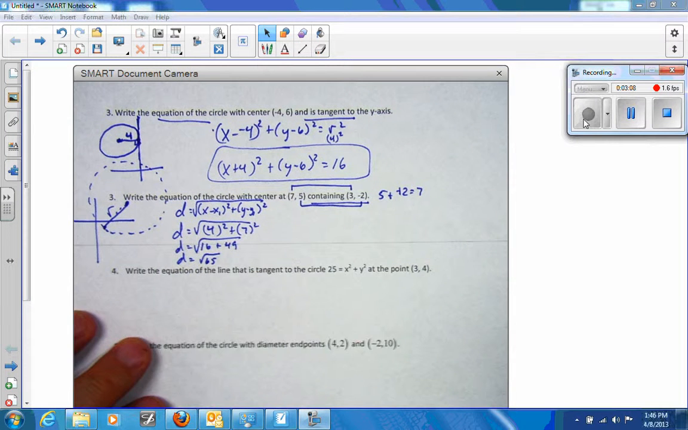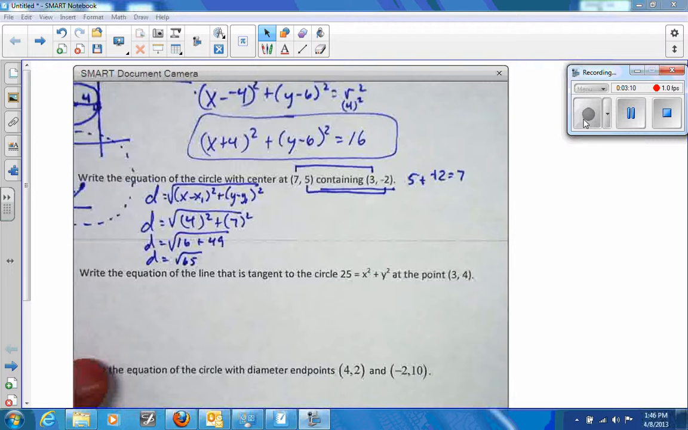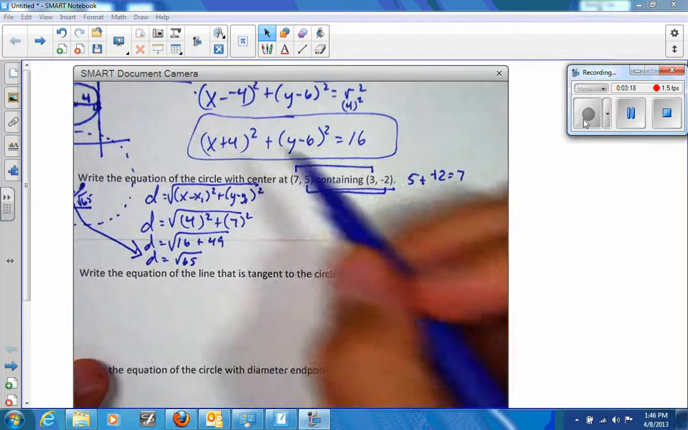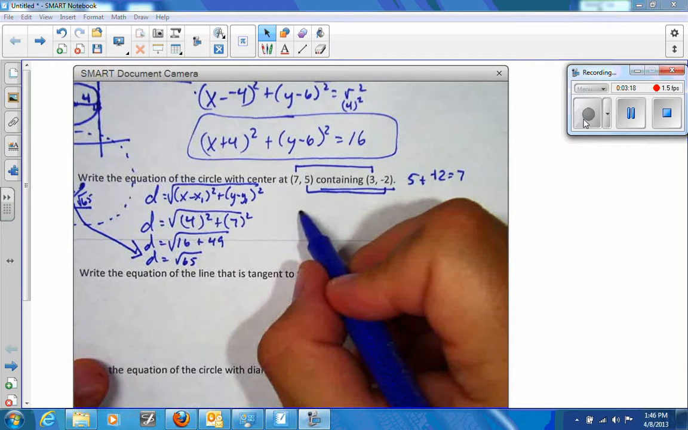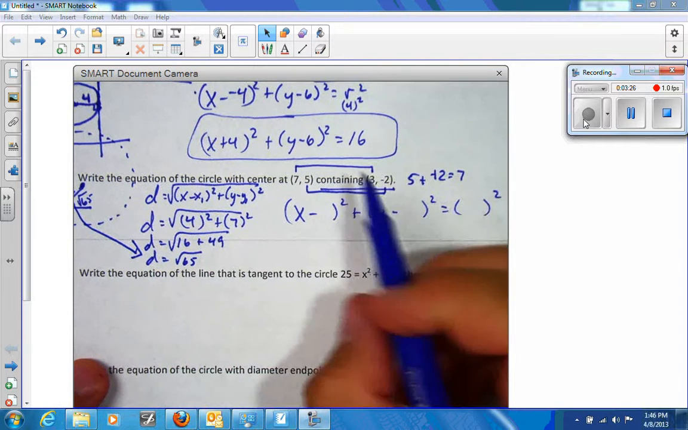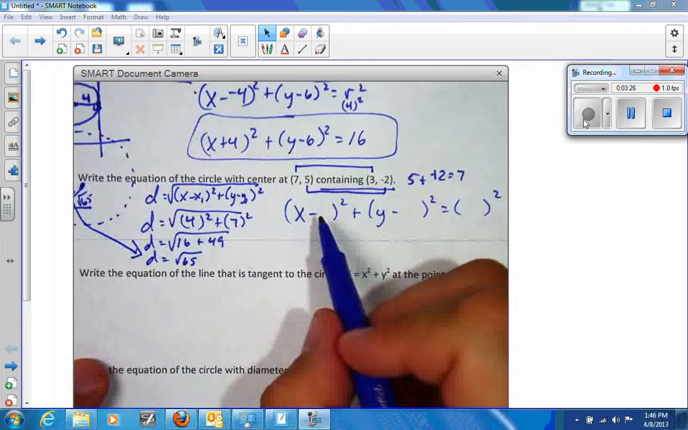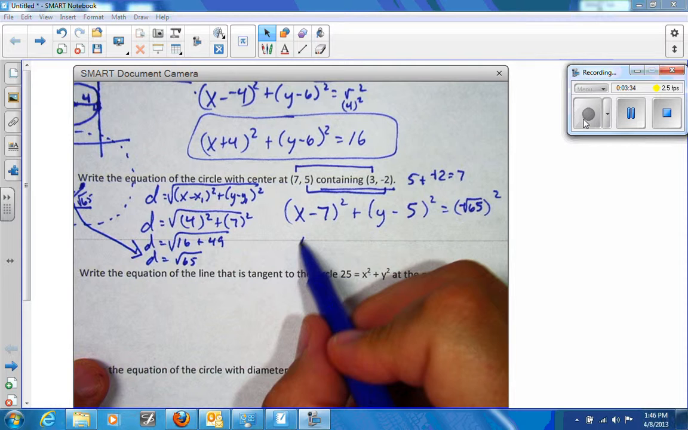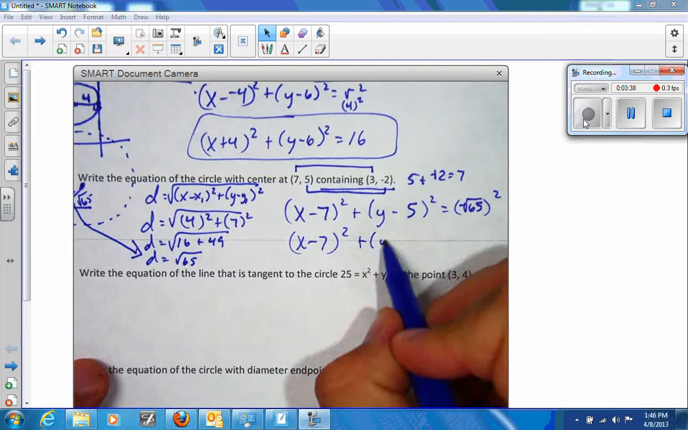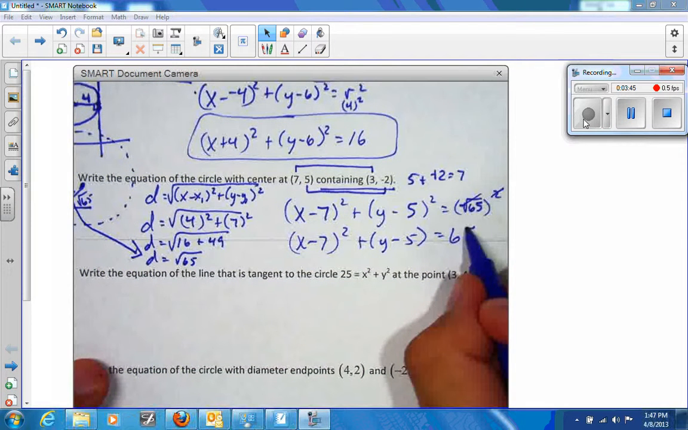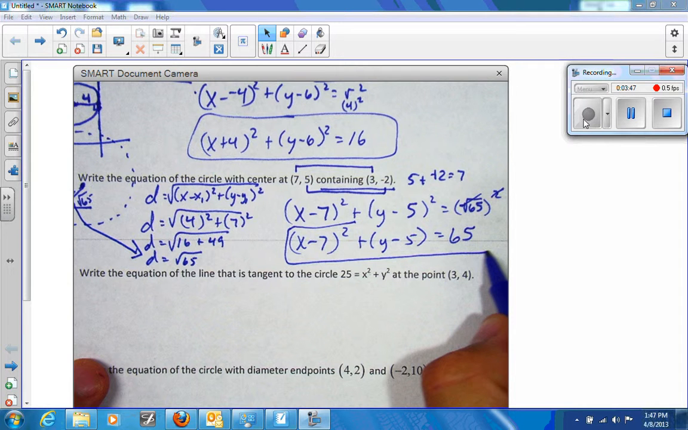Okay? But what I want you to do instead is you have this right here is your radius. This is the square root of 65. So x minus squared plus y minus squared equals my radius squared. So let's look. I'm going to put my center here, 7 and 5. And my radius is actually the square root of 65. Well, what's nice about this now is that you got this set up. But now when you take the square root of 65 and you square it, that cancels out the square root and you're left with just 65, which gives you my equation of the circle.